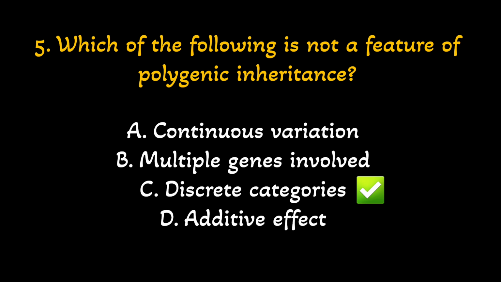The correct option is C, that is the discrete categories. And why? Because the polygenic trait, like height or skin color, will show continuous variation due to the additive effect of multiple genes. So unlike the Mendelian trait, they do not fall in distinct categories, but form a spectrum of phenotype. So option C is the correct answer for this question.